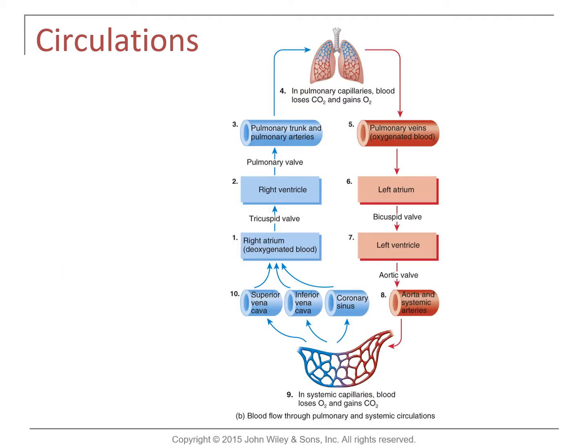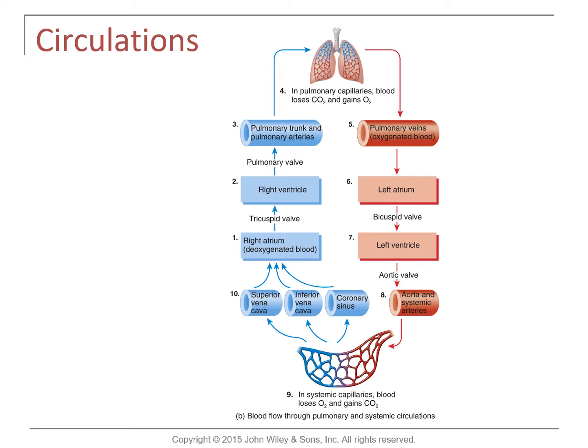So here's an overview of the circulations working in series. Shown in blue is the deoxygenated blood coming from the systemic tissues as well as the heart muscle, returning to the right atrium, which passes by the tricuspid valve into the right ventricle and is pumped from the right ventricle past the pulmonary valve into the pulmonary trunk and pulmonary arteries that bring the blood to the left and right lungs.